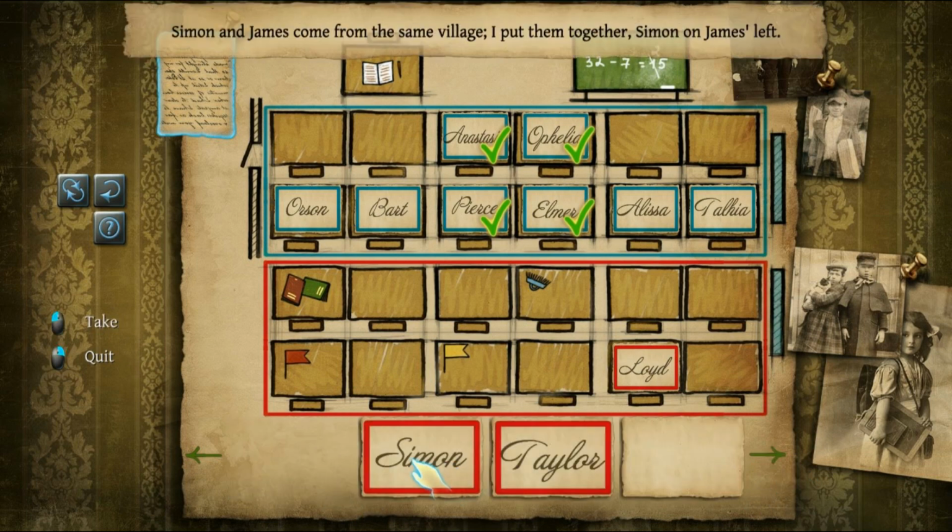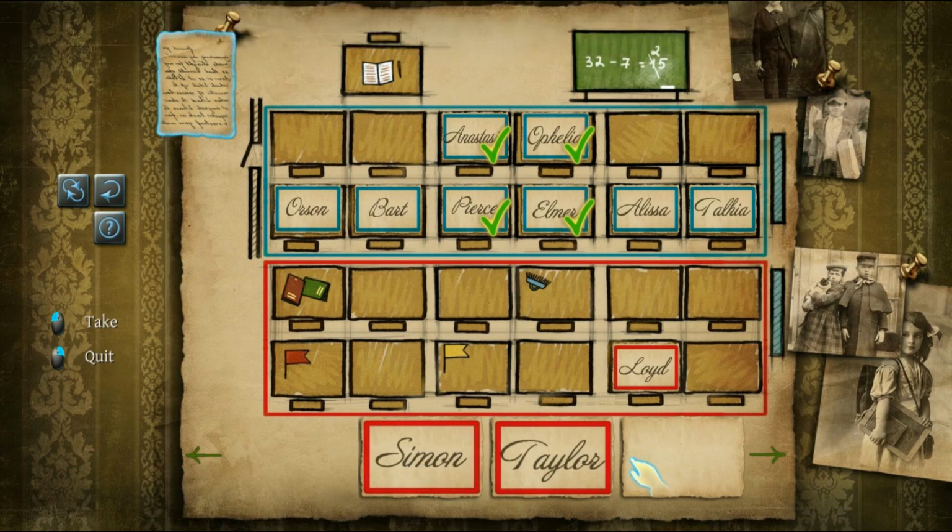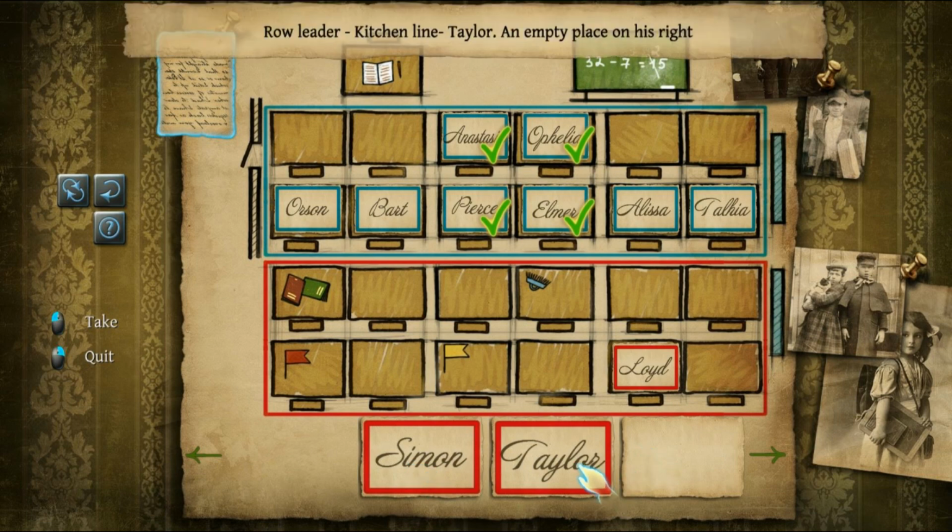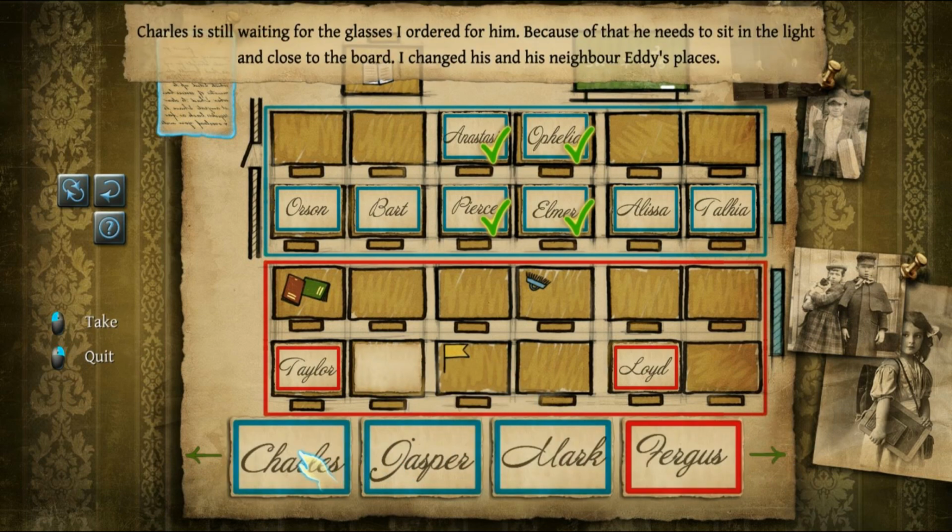I see. Simon and James come from the same village. I put them together. Simon on James's left. Row leader, the kitchen line, an empty place on his right. So the empty place is there.